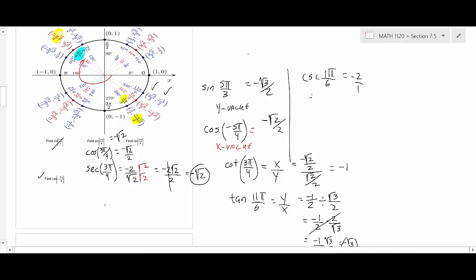How do you find the secant? It's the reciprocal of the cosine. What's the cosine? That. So what's the secant? Negative 2 over 1. How do you find the cosecant? You find the sine and turn it upside down. The sine is this, right? Turn it upside down. How do you find the tangent? You do y over x. So you would have to do that over that. Cotangent, x over y. That's it.